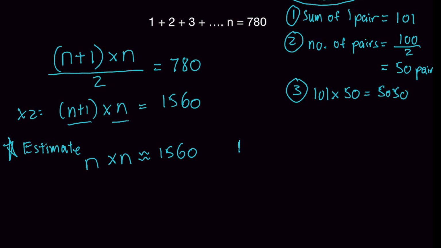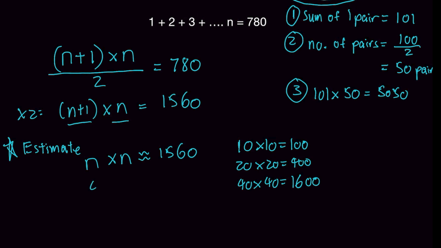So maybe let's try 10 times 10. 10 times 10 is only 100, so this is too small. Let's try 20 times 20, for example. We get 400. This is still way too small. So let's look at 40 times 40. 4 times 4 is 16, and then you add 2 zeros at the back, so we get 1600. Once we get 1600, you realize that this is very close to the answer.